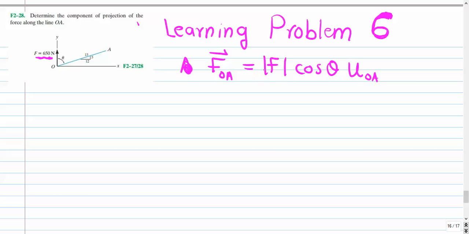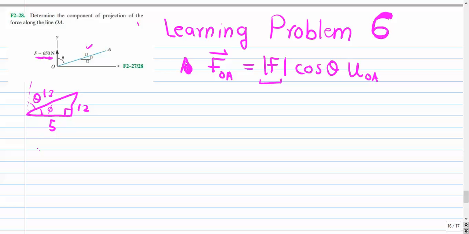The question gives us the magnitude of the force, which is 650 newtons. We need to find theta. So from this diagram, we can see that they have given us this small right angle triangle right here. So let me draw a bigger version for you. And we need to find this angle theta. In order to find this angle theta, we will first find this angle. Let's call this angle phi.